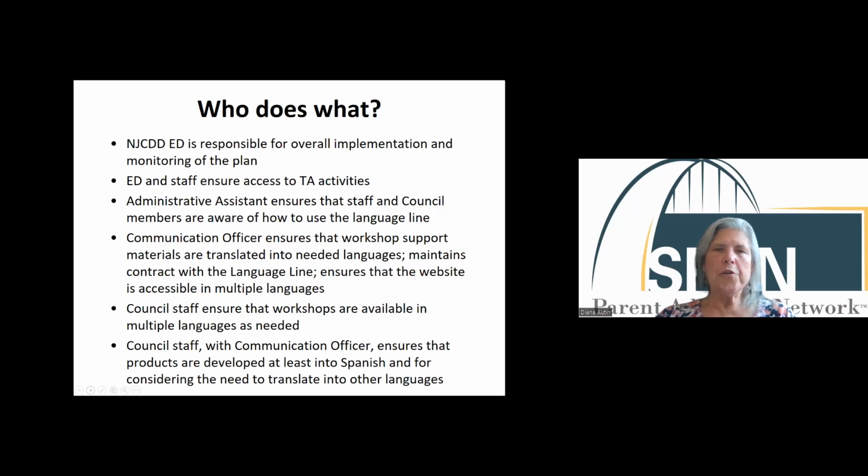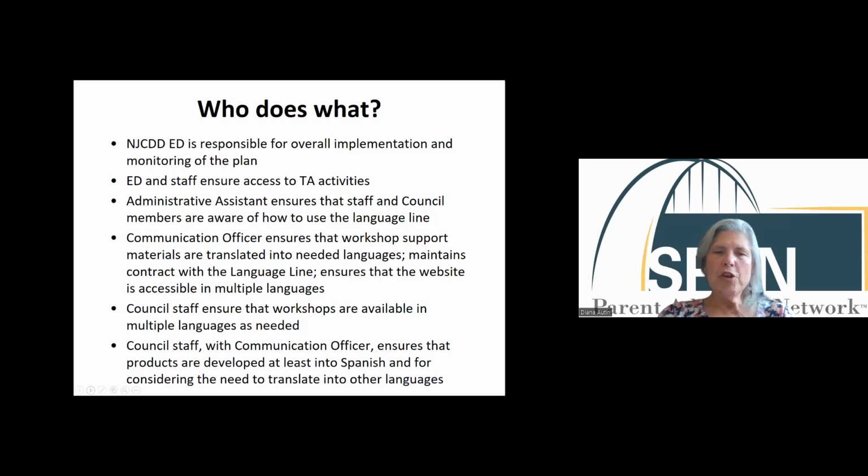So who does what under this plan? Again, Mercedes Wachowski, as the executive director, is responsible for overall implementation and monitoring of the plan. She and her staff will ensure access to technical assistance activities. The administrative assistant will ensure that staff and council members are aware of how to use the language line. And this will also be important for members of Regional Family Support Planning Councils, or the chairs of the Regional Family Support Planning Councils, the facilitators of the self-advocate groups, etc.